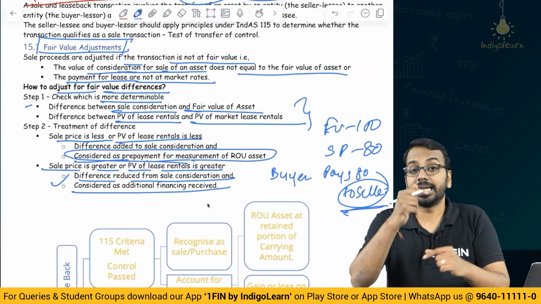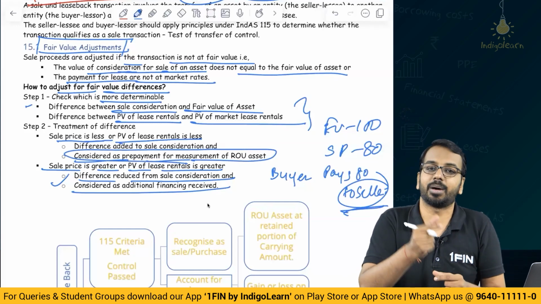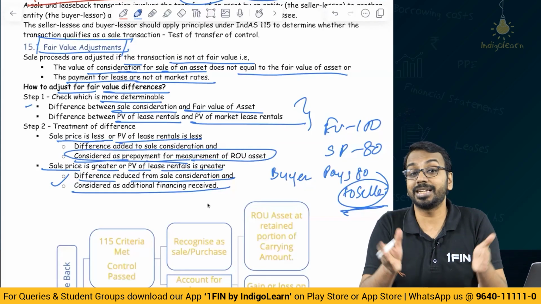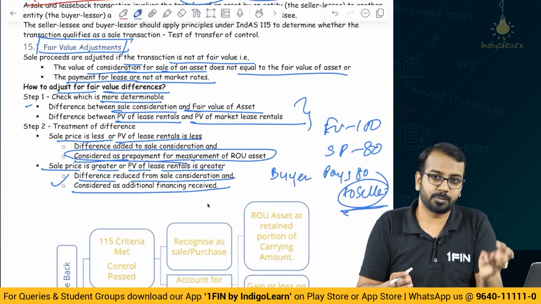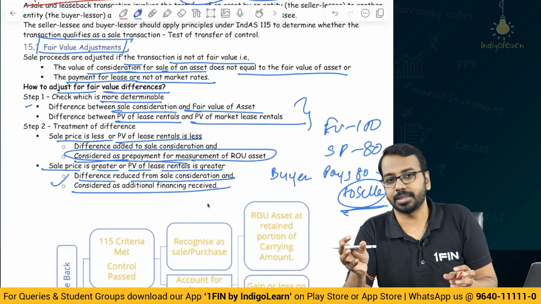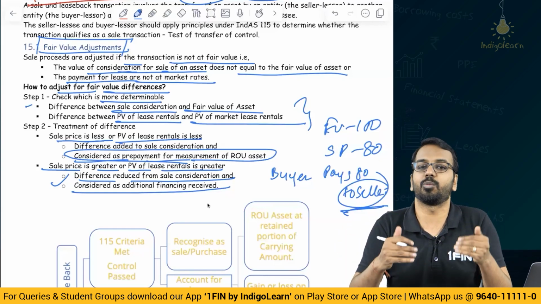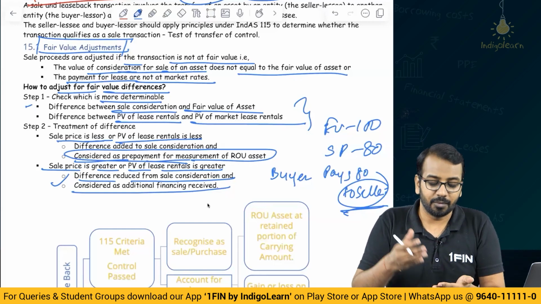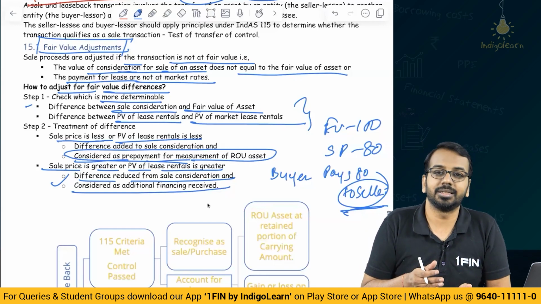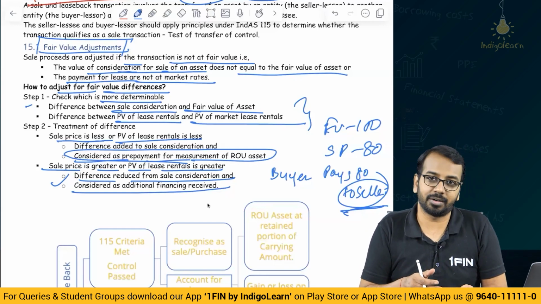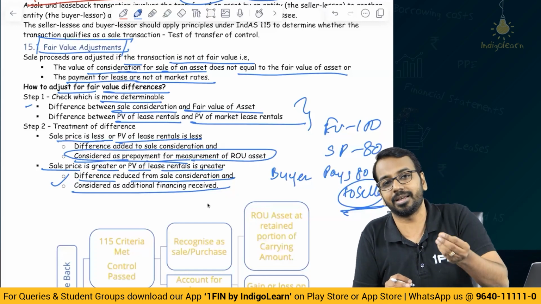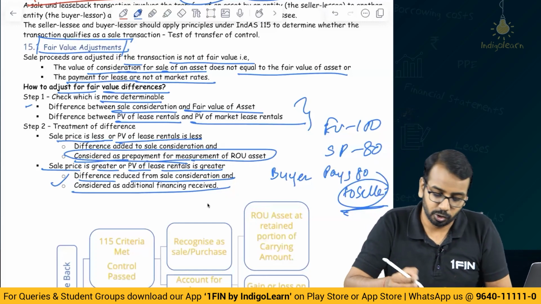So two things. If the transaction is not happening at market price, you have to see which is more determinable, the present value of lease payments or the market price, right? And once you decide which one is more determinable, then you will see whether the selling price is greater or lesser than the market value, or the lease rentals are greater or lesser than the market value. So two categories.